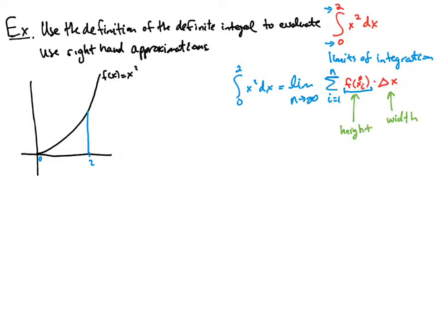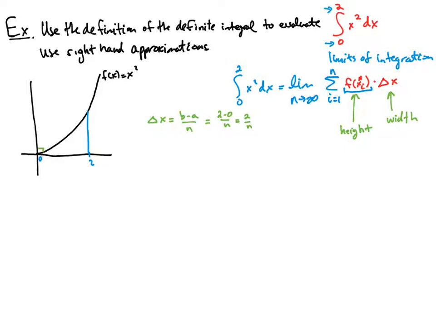So let's go through and fill these parts in. So delta x is always equal to b minus a over n. So b minus a, those are just the endpoints of the interval. So our interval is from 0 to 2, so we'll say 2 minus 0 over n. So 2 over n is the width here. And then we need to figure out how we can find the height of each rectangle. So let's go ahead and draw some of these rectangles.